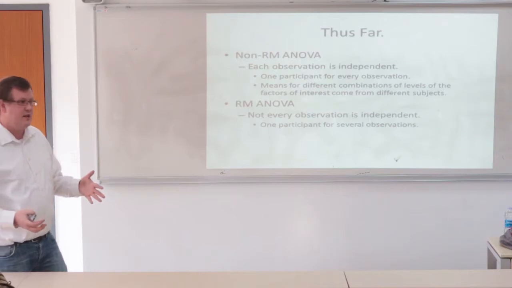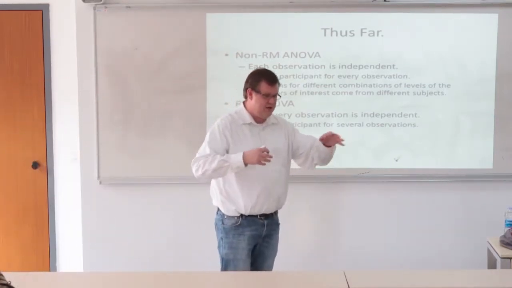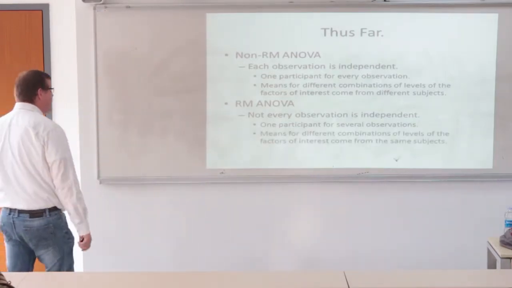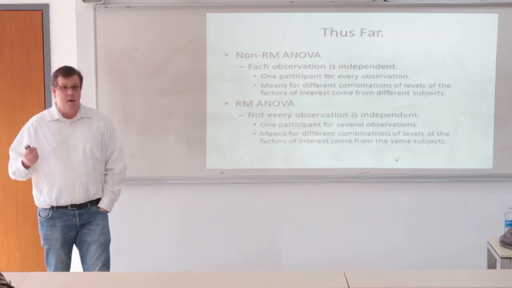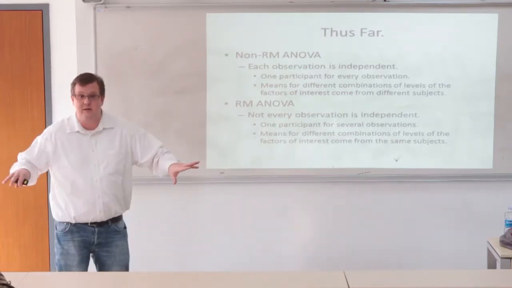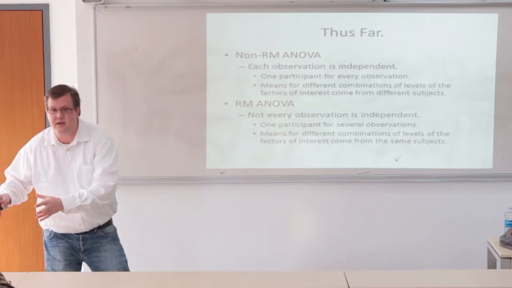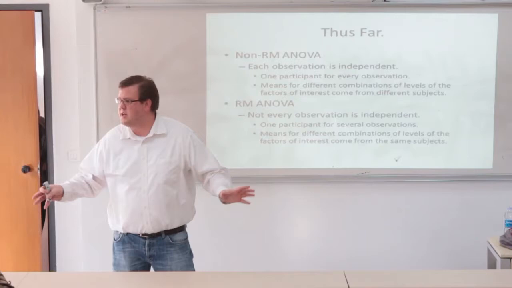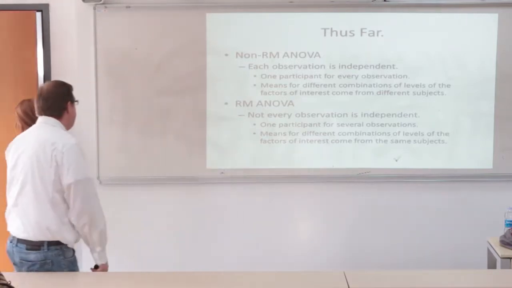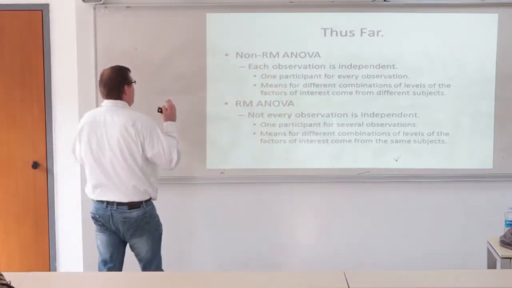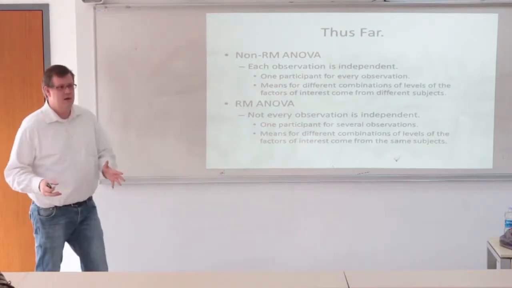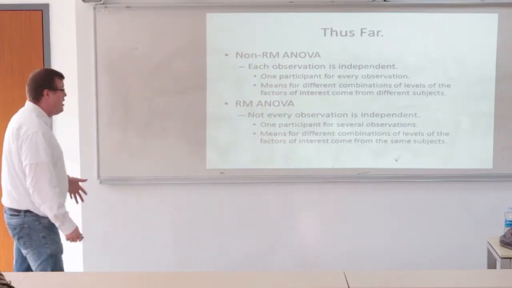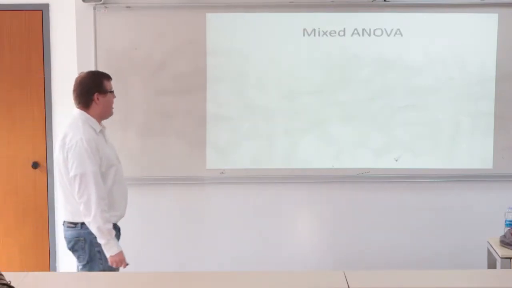The condition is just the combination of all of the different levels of all of the different factors, right? And the means for these different combinations of levels come from the same subjects, the same subjects in one group as in the other group. Different conditions, but same group of people. Okay, so we have our regular old ANOVA, one participant for each observation, and our repeated measures ANOVA, where we have one participant for several observations.